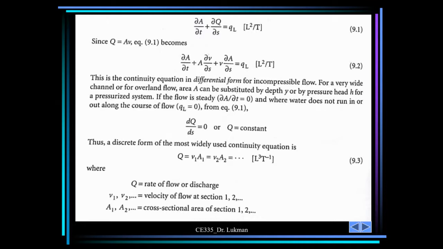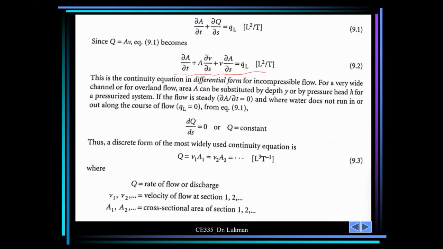Now, this is the continuity equation in differential form for incompressible flow. We say it's incompressible because most liquids do not compress under the action of pressure. They do, but it is so negligible. Their compression is so negligible that we call them incompressible.